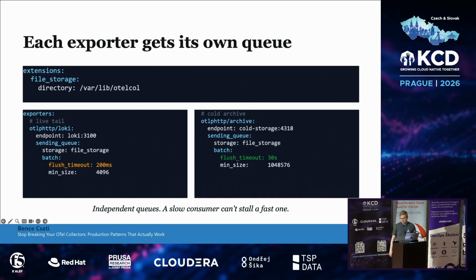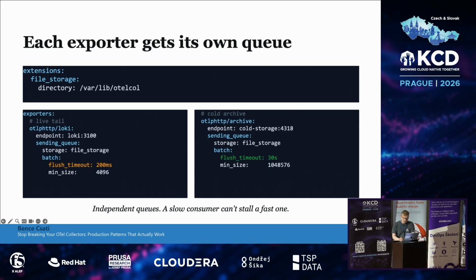So why is it good for us? In our example, Loki needs fast batches, with logs visible in seconds on the dashboard, and so on. Whereas on the cold storage side, S3 charges you per request, so you want to wait for a big batch size to send in.